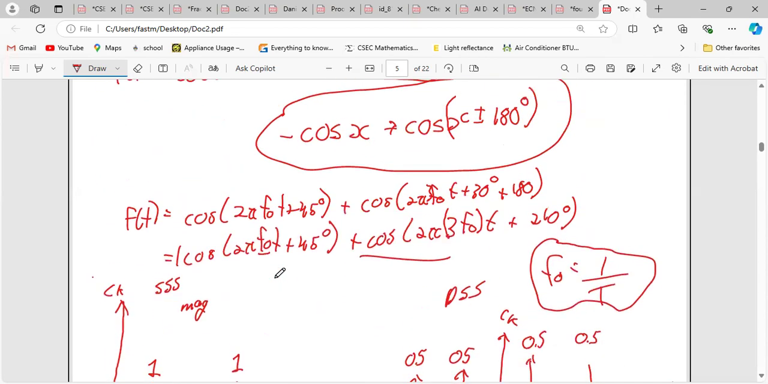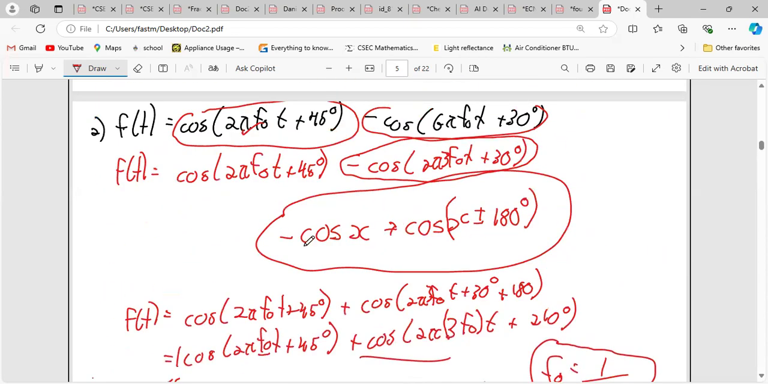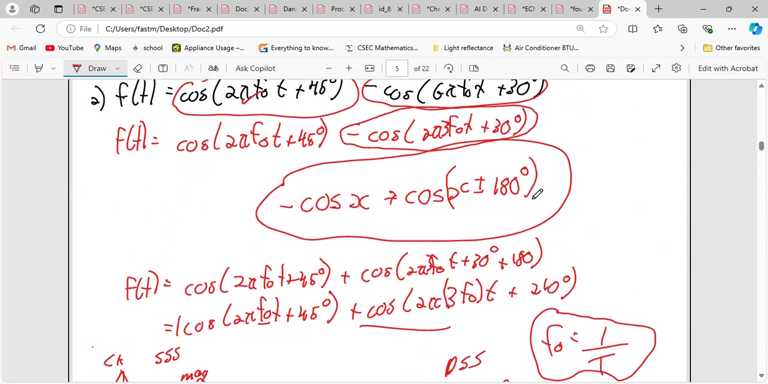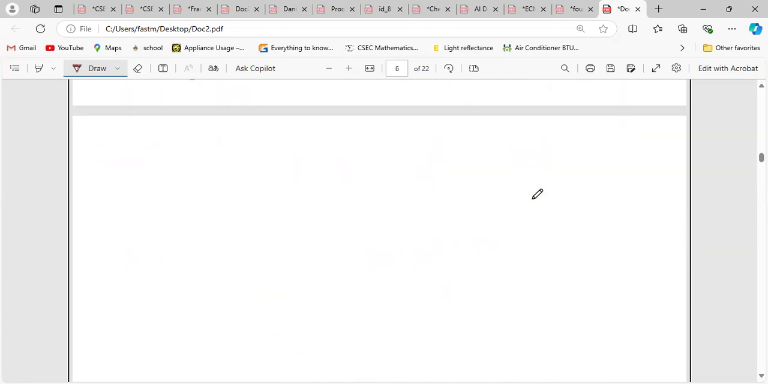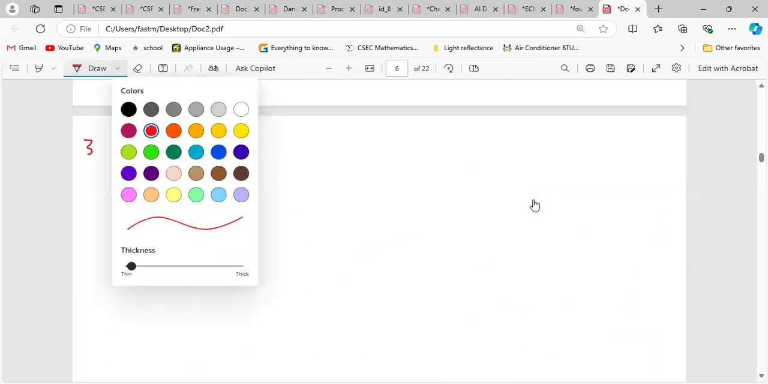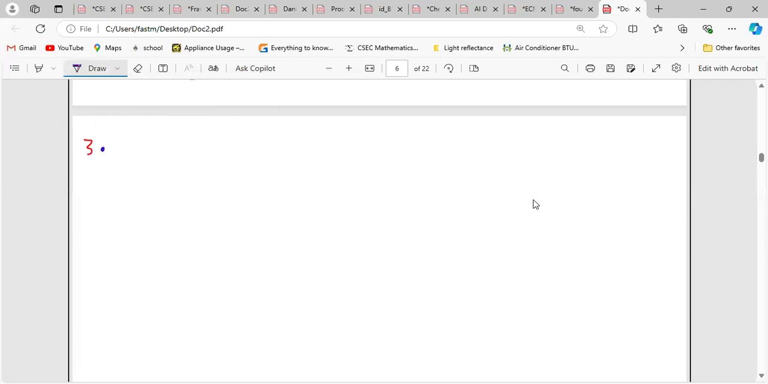Right, so that was that. What we learned from that one is this conversion to go from a minus cos. Assuming no questions, let's continue. Right, so we go into our next one. Let me see what is the next question on the list.